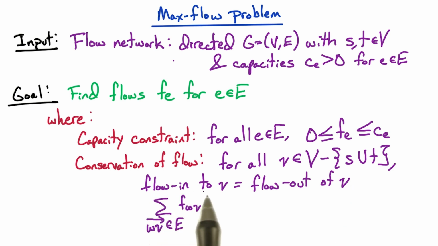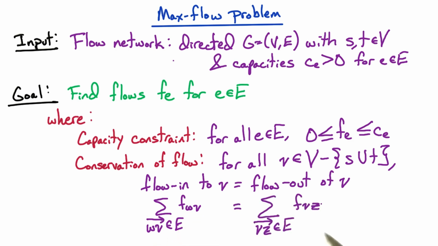Formally, the flow into V is the following. It's the sum over edges W to V of the flow along this edge, which is specified by F sub WV. And the flow out of V is the sum over edges V to Z of the flow along that edge, which is specified by F sub VZ. A valid flow is one which satisfies the capacity constraints and conserves the flow at every vertex except for the source and the sink.